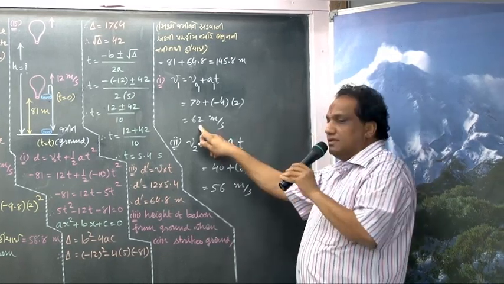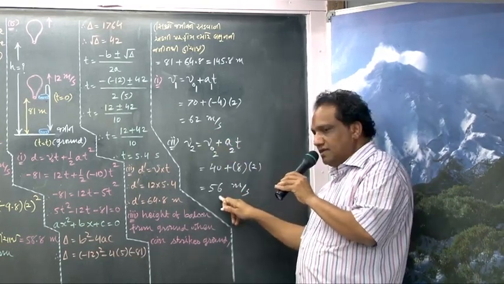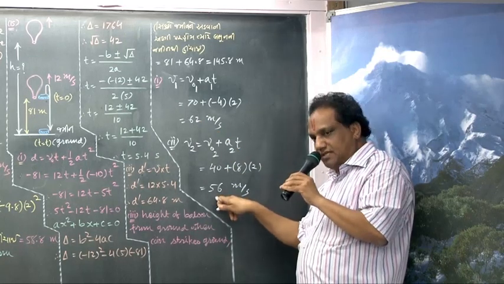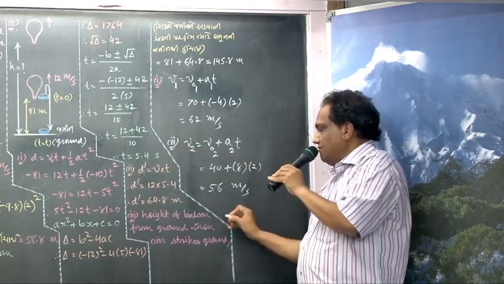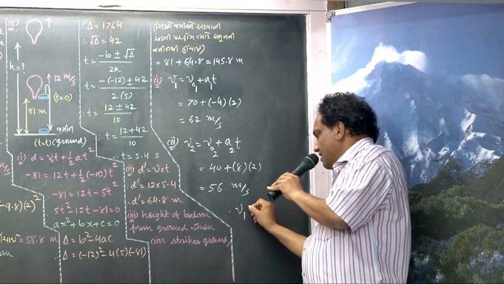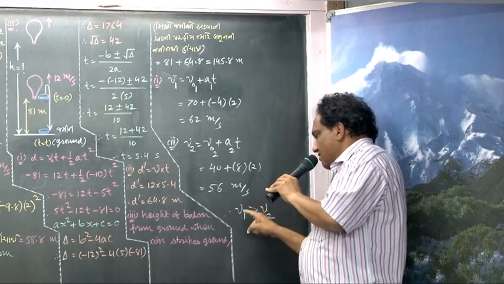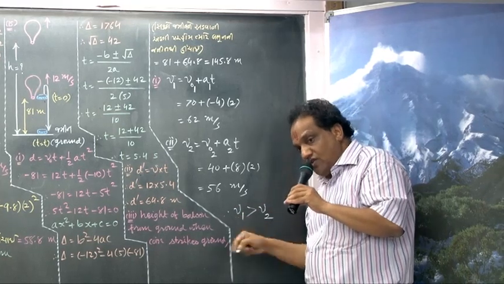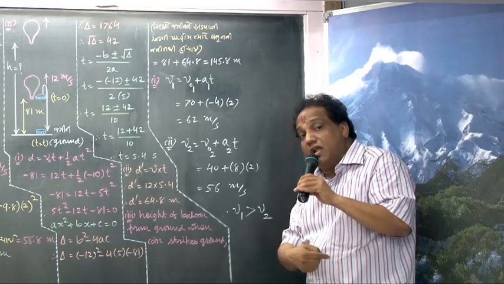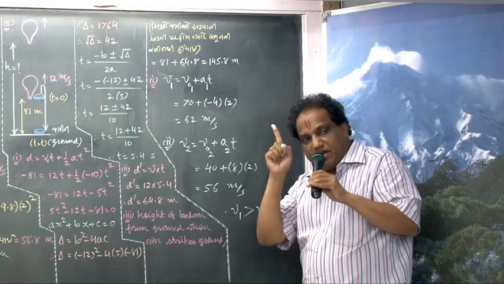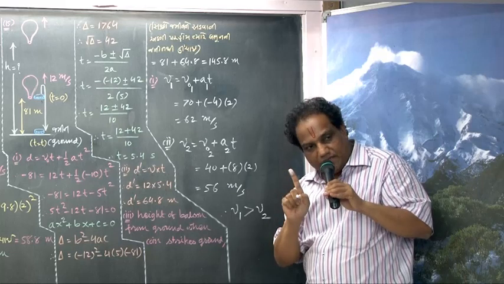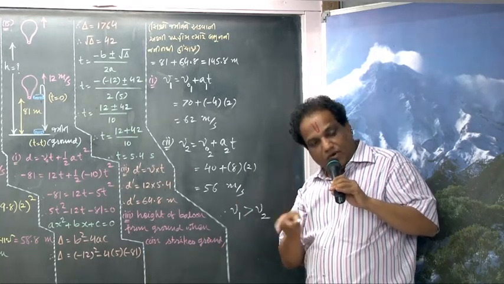What is this? 62. What is this? Is this greater than this? So V1 is greater than V2. Therefore V1 greater than V2. If the velocity of the first particle is more, the first particle will overtake the second particle. Proved?